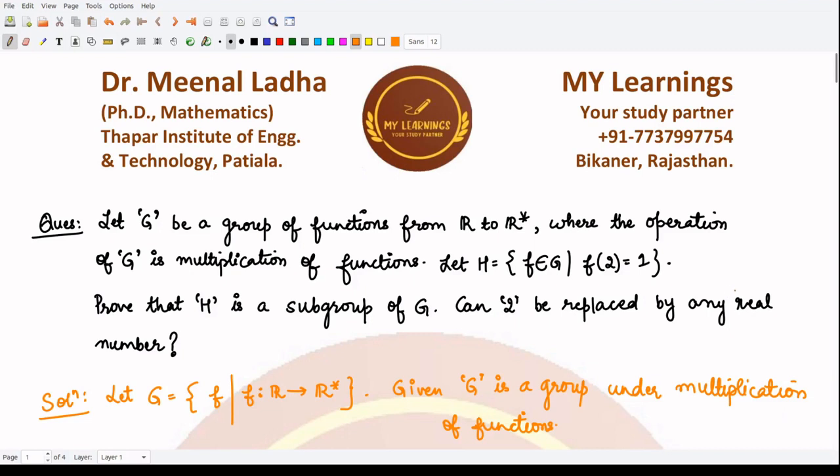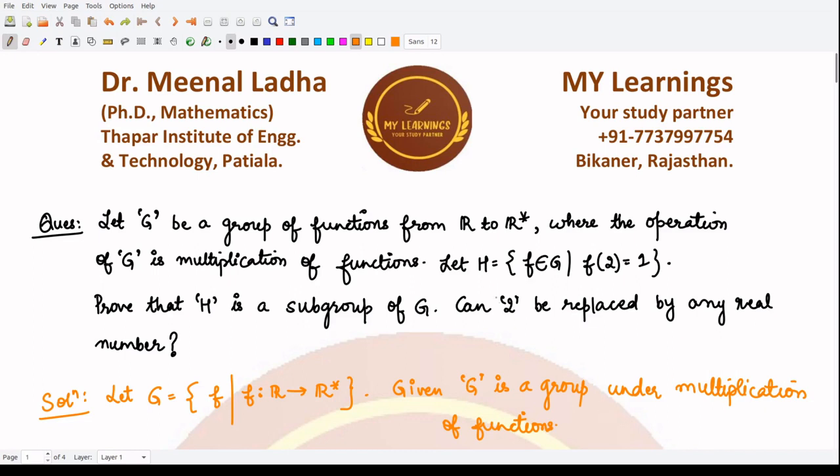In this video, we'll be solving this question which states: let G be a group of functions from R to R star, where the group operation is multiplication of functions. So what is this group? This group contains all the functions whose domain is the set of real numbers and whose range is all the real numbers except the number 0, correct? So this set G forms a group under multiplication of functions. This is given to us.